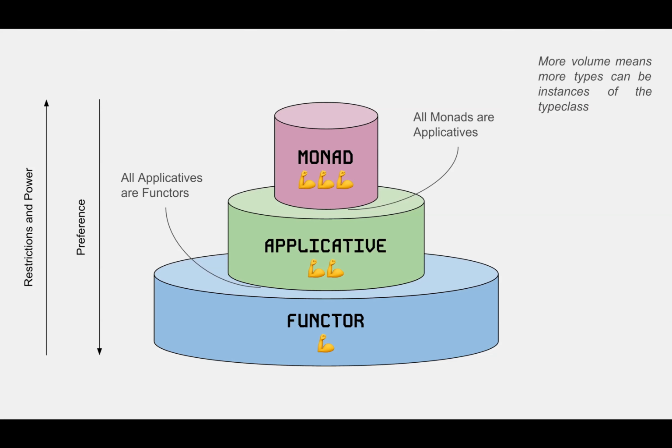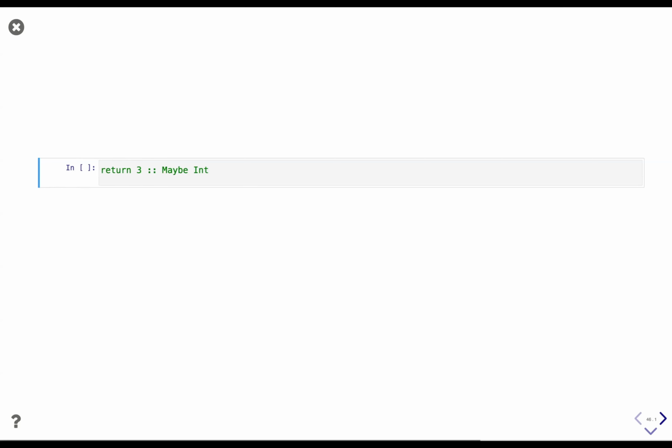Now, before moving into figuring out the monad laws, let's do some quick mental exercises. What is the result of return 3 of type Maybe Int?